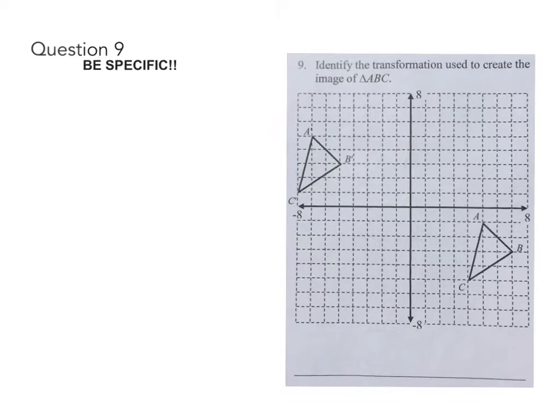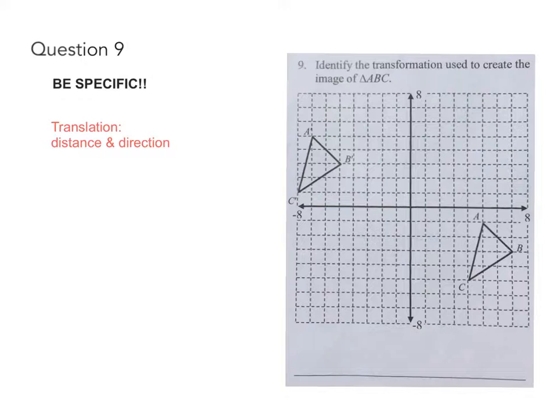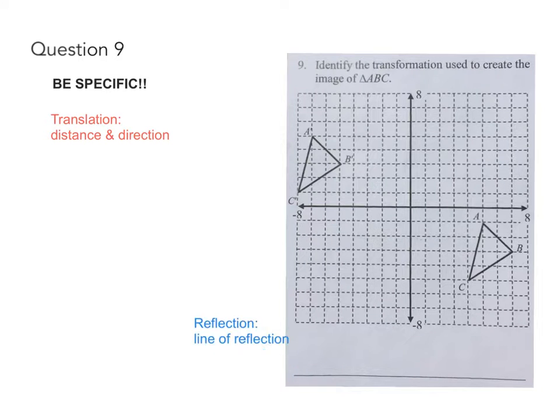First of all, you really need to be specific here. It's not sufficient to tell me that it's just a translation, rotation, reflection, or dilation. So let's be really clear about what information you need to give me. If the transformation is a translation, you need to tell me the distance and direction. If it's a reflection, in addition to telling me it's a reflection, I need to know over what line the pre-image was reflected to create the image.